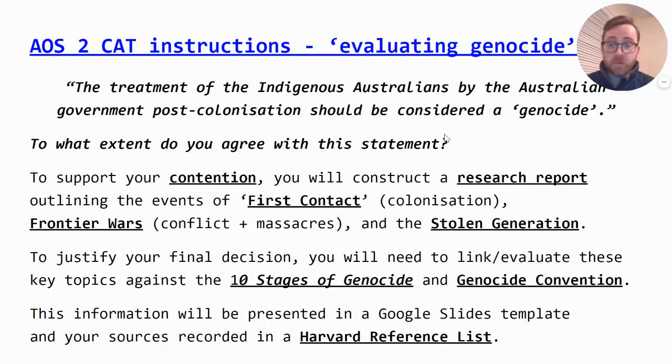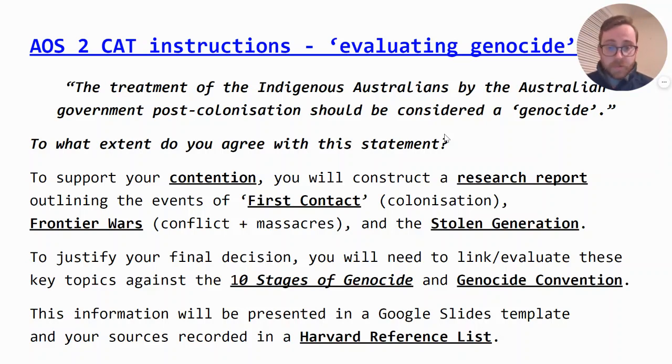So I'm doing a bit of research and outlining the events of first contact, colonisation, the frontier wars, so conflict, the massacres against the Indigenous Australians, and the stolen generation. Those three topics should look familiar, not just because we studied them during Area Study 2, but those are the big three you got to choose from for your dev task. So hopefully at this point you've already got a bit of research on one of those three.